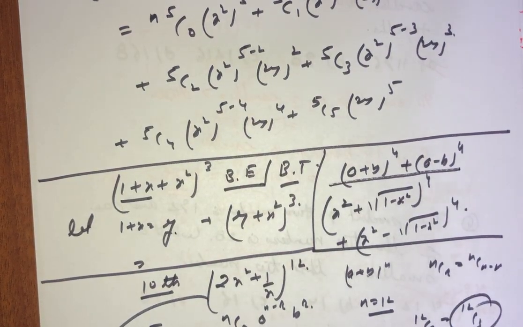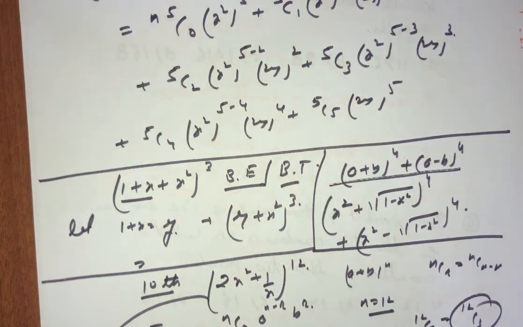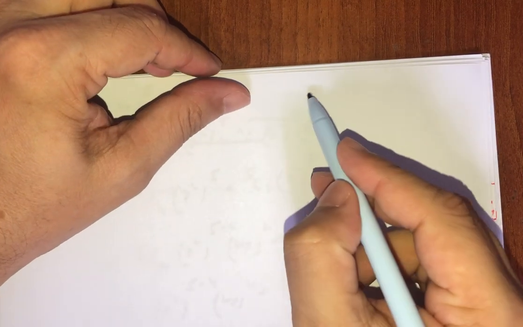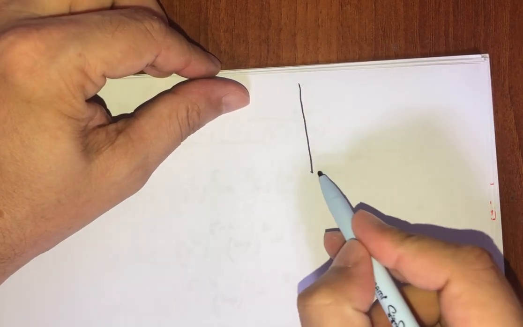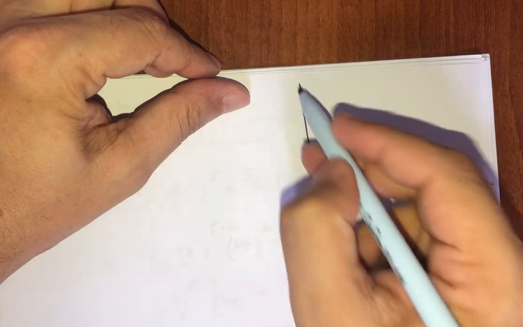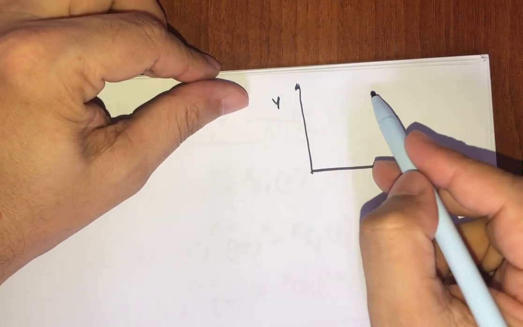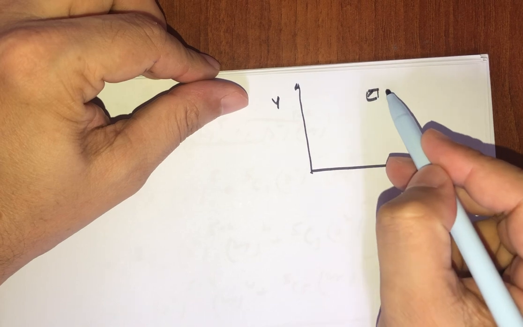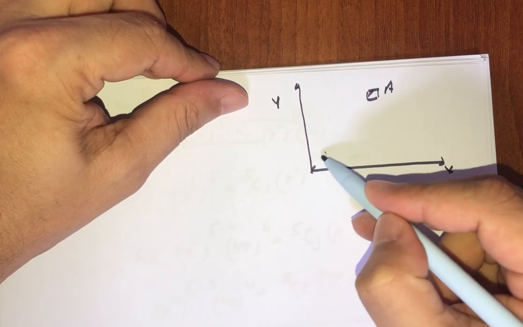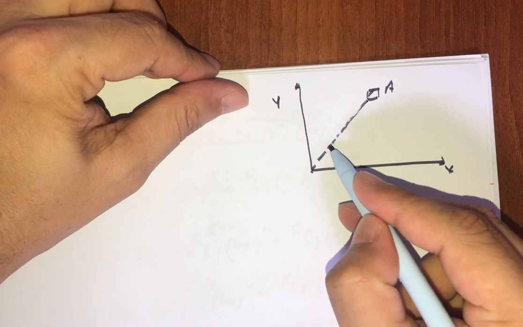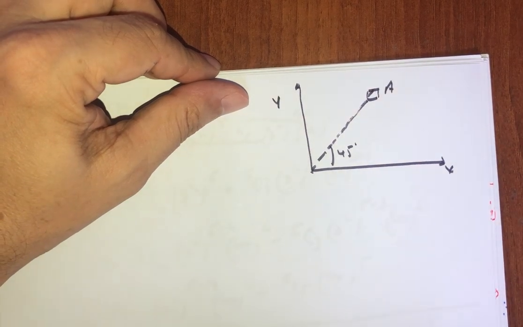In this question, it's a combination of both relative velocity as well as projectile. So we are going to use both the things. First, we are again going to draw the figure. So this is the x-axis and this is the y-axis. This is trolley A, and it is making an angle of 45 degrees with the x-axis.